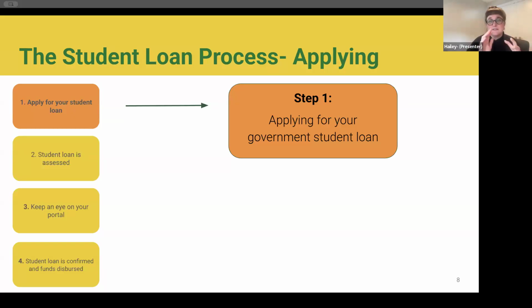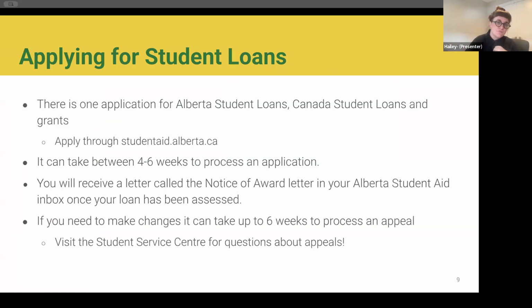And then it's going to come to us at the University of Alberta to confirm the loan. So let's talk a little bit about these steps. It's not too bad. You're going to have to do this every year. It's not too bad. You can do it. So first you apply for your government student loan. Applying for a government student loan, this presentation, just to reiterate, is for Alberta students.